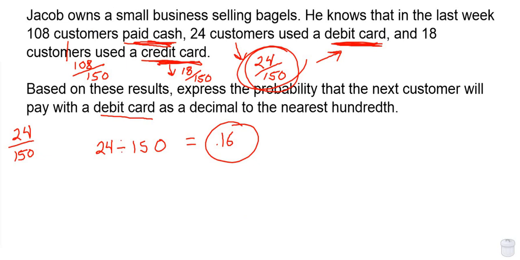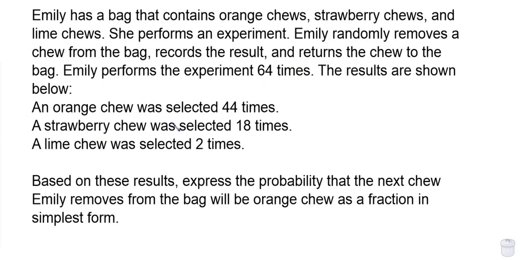Let's take a look at another example here. We've got Emily has a bag that contains orange chews, strawberry chews, and lime chews. Nice selection. She performs an experiment. Emily randomly removes a chew from the bag, records the results, and then returns the chew to the bag. And she does this 64 times. All right, and here's her results.